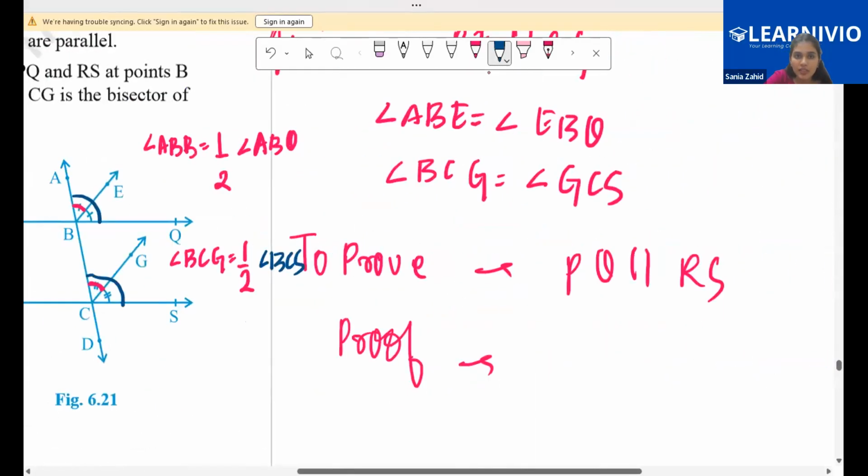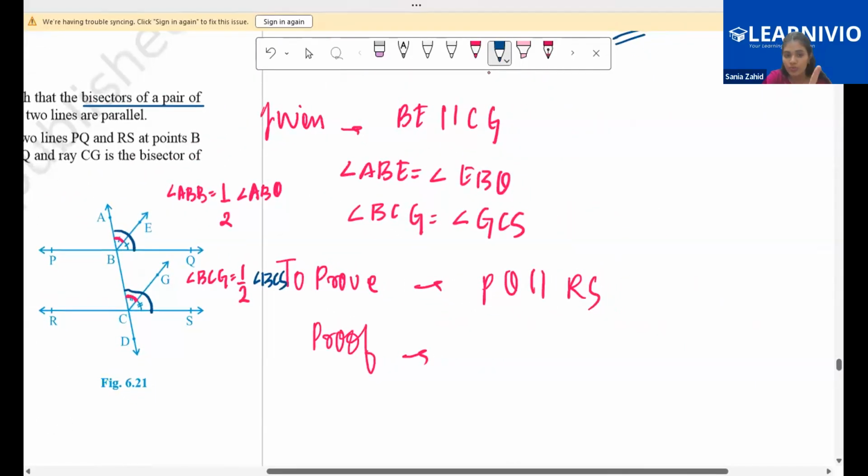So children, first you do one thing. Quickly copy this given and to prove. Quickly copy this part. Then put the heading as proof and then you will copy whatever I'm writing.